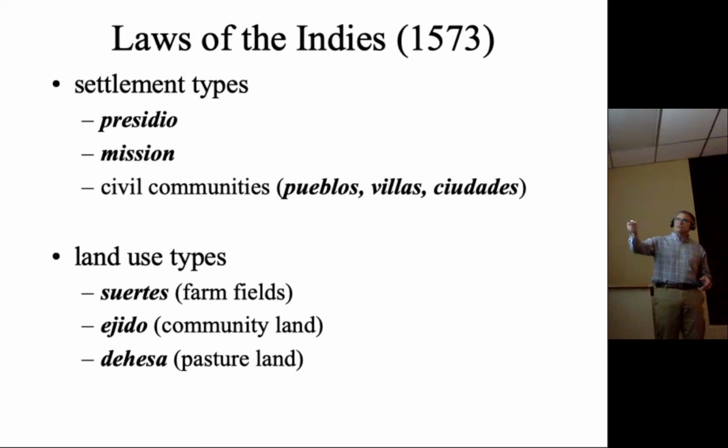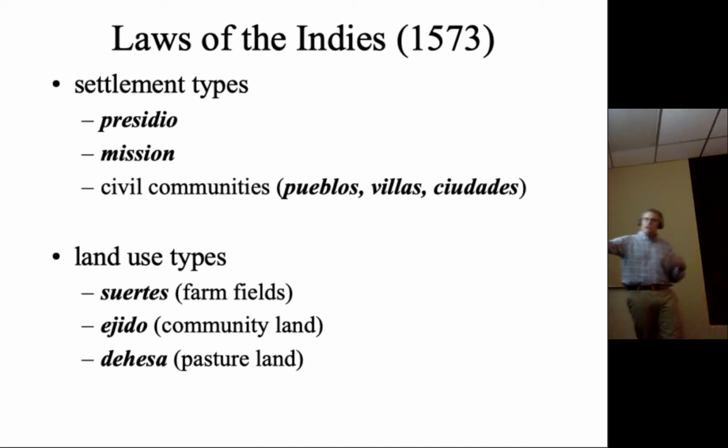So in terms of the civil communities, they went by different names. It doesn't really matter. We don't need to worry about those too much. Just keep in mind that there's a civil community type thing. Los Angeles, for example, was established as a Spanish civil community in the mid-1700s. So, land use types.